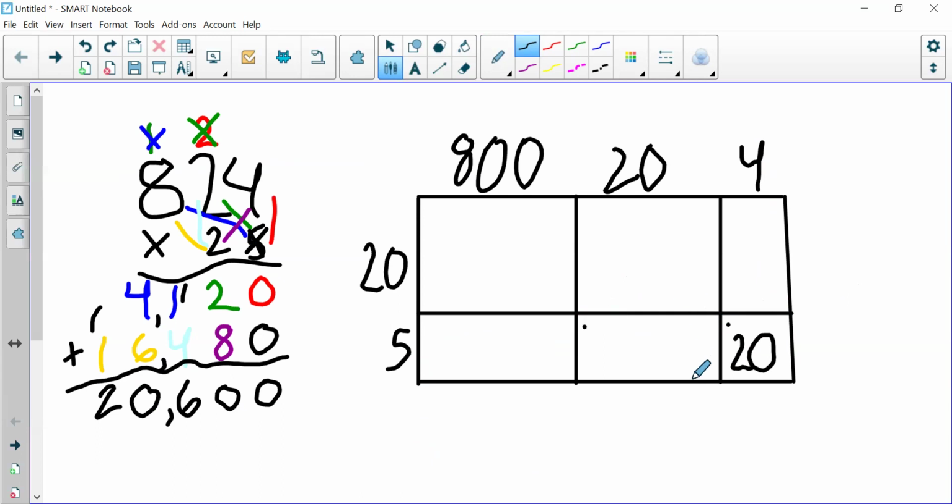This one right here. What 2 numbers do you think we're going to multiply next? Good, 5 times 20, and that gives us 100. Now our last box in this bottom row, we have 5 times 800, and that's going to give us a bigger number. So what number is that? 4,000.